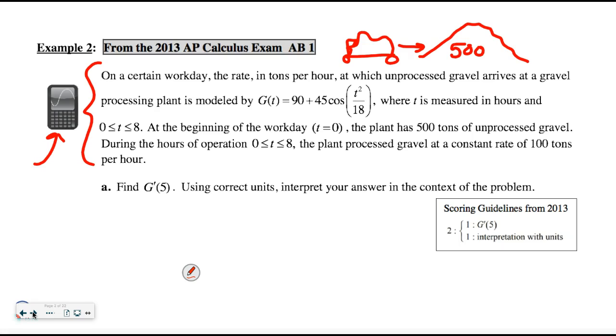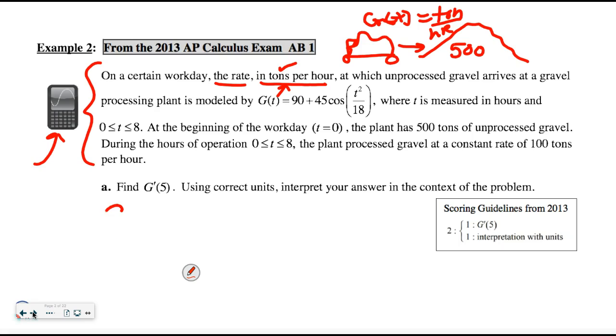But look at what it says, at a rate in tons per hour. That's super important. This G of T does not have the prime symbol on it, right? But it's still a rate. It's a derivative. They're telling you with the words that G is already a derivative. It's the rate in tons per hour that it's being dropped off. So keep that in mind. You already have the rate at which it's being dropped off. All right, here we go. And there's already 500 tons there. You don't need to worry about the rest of it because it was for part B and C.